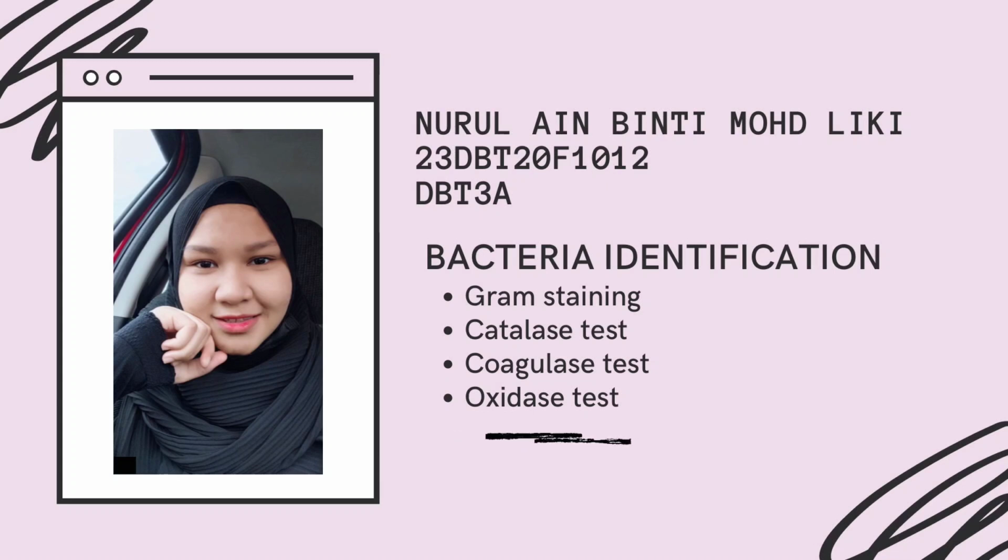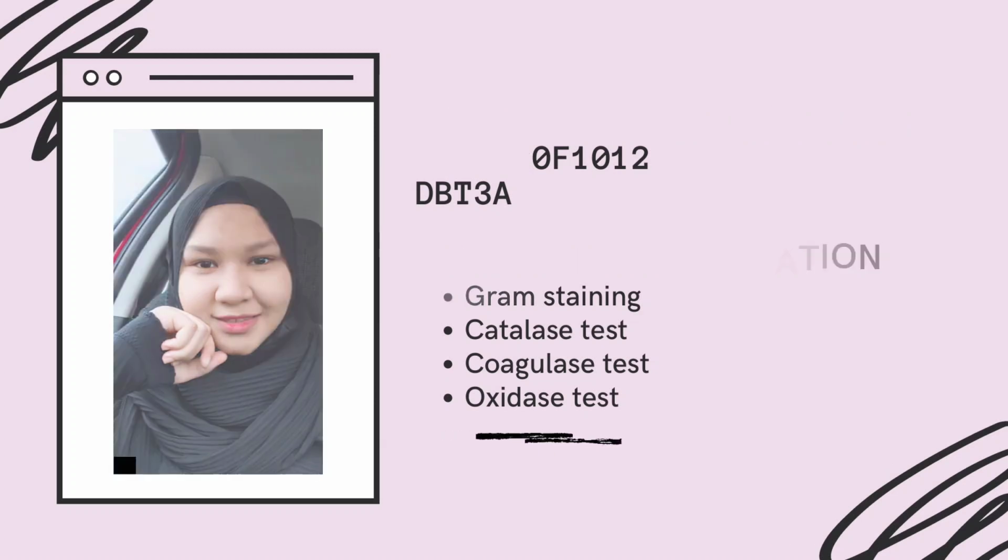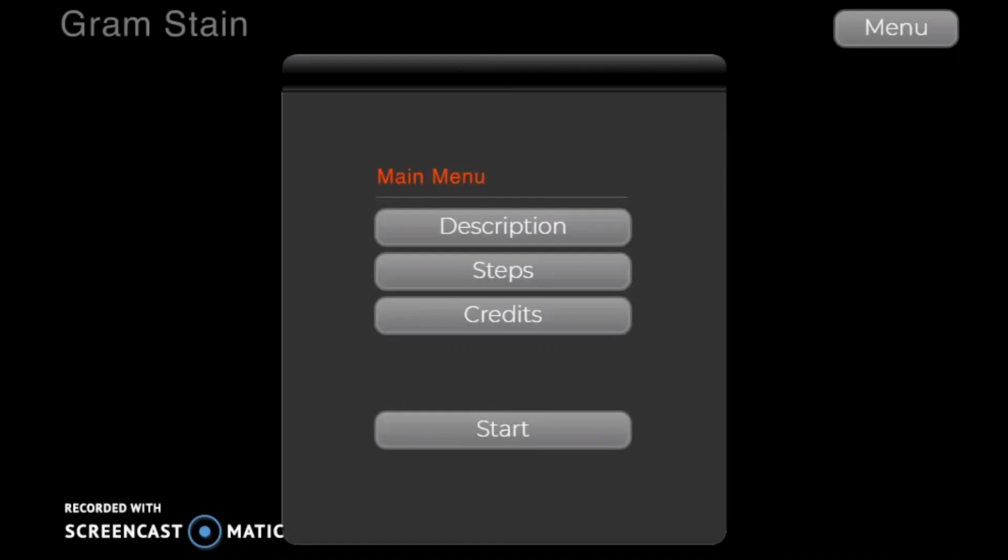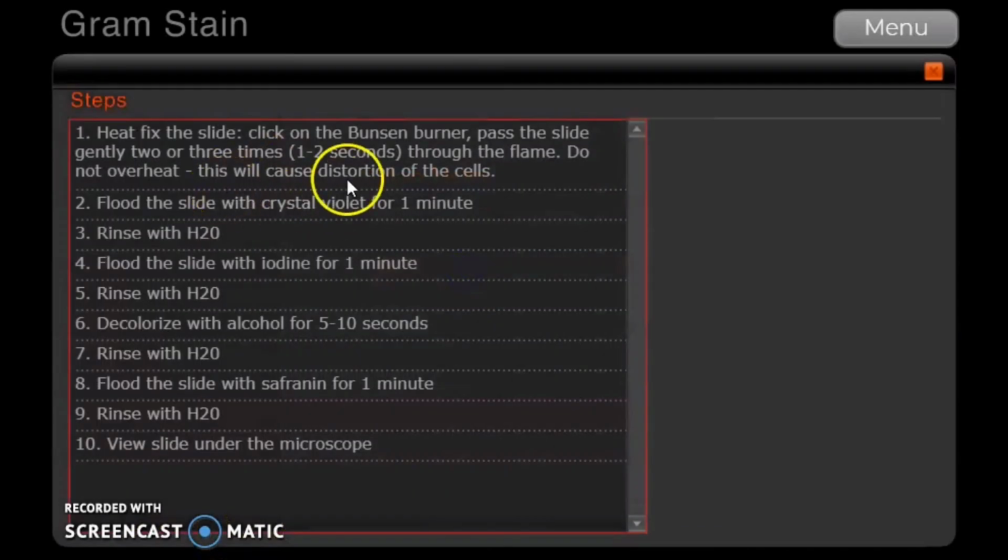Today, I will do lab simulation for the experiment bacteria identification. In this experiment, I have to do 4 lab simulations, which are gram staining, catalase test, coagulase test, and lastly oxidase test. For now, I will do lab simulation for gram stain. This is the procedure for the lab simulation of gram stain.